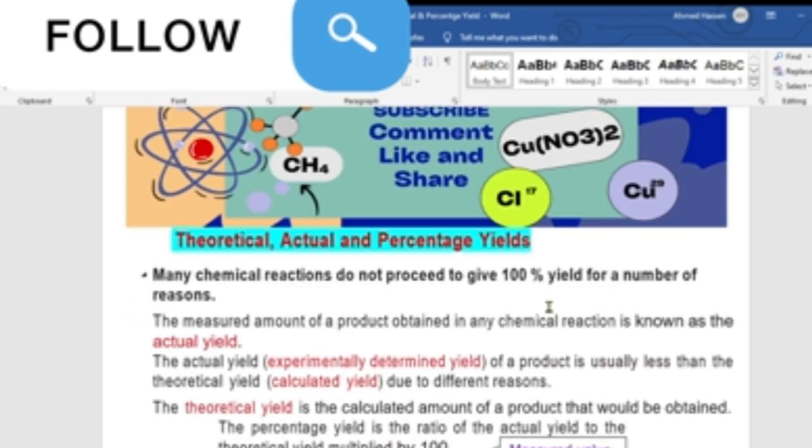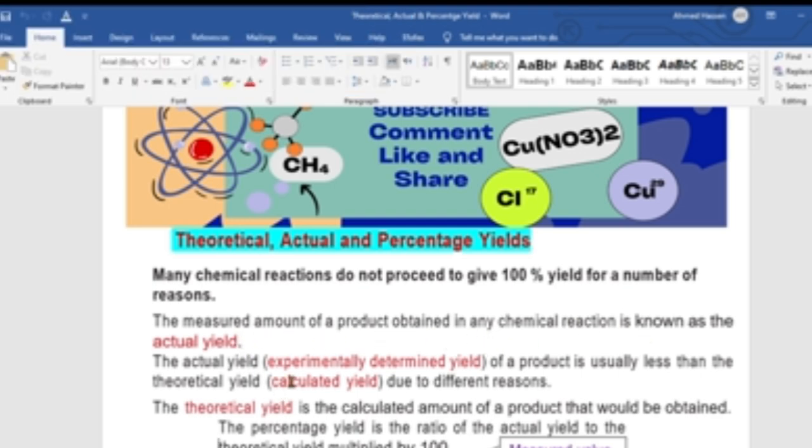Because of exposure to different situations, the practical yield will most of the time be less than the calculated amount, or the theoretical amount, of the yield. The measured amount of the product obtained in any chemical reaction is known as the actual yield, and the actual yield is an experimentally measured value, whereas the theoretical yield means the calculated amount of the product.